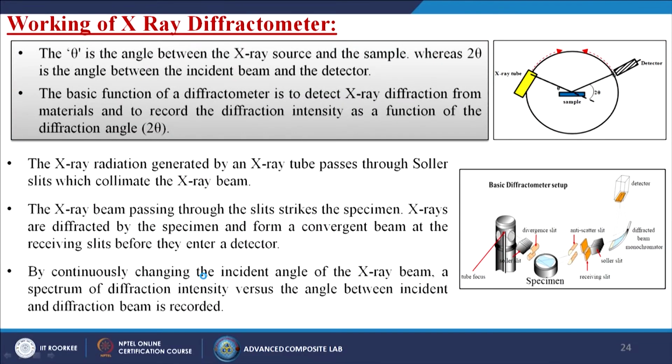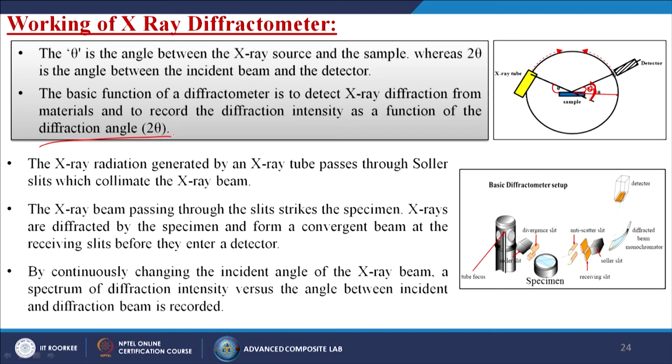Now, the working of the X-ray diffractometer: theta is the angle between the X-ray source and the sample, whereas 2 theta is the angle between the incident beam and the detector. So, this is the 2 theta, and this is only the theta. The basic function of a diffractometer is to detect X-ray diffraction from materials and to record the diffraction intensity as a function of the diffraction angle, which is nothing but the 2 theta value.